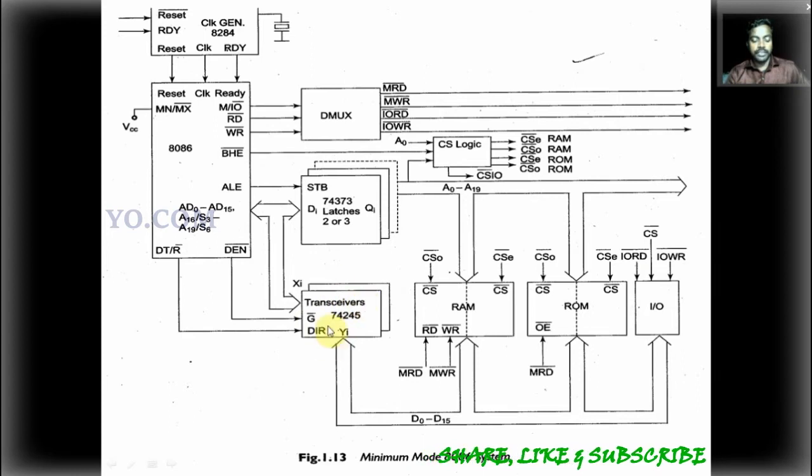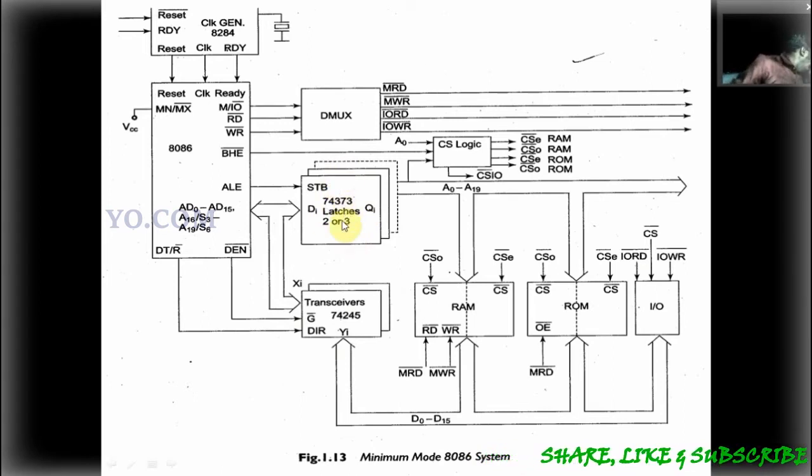So this is our 8086 system along with the minimum mode configuration. Here we are using two transceivers, 74245 is a transceiver IC, then three latches are used here. Then one demultiplexer is used to generate the control signals. Then this is the chip select logic that is used to enable the chips RAM, ROM.